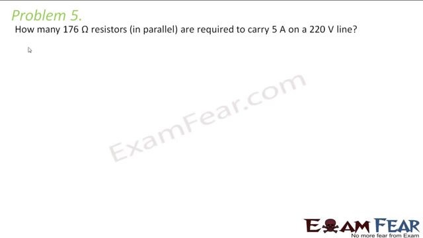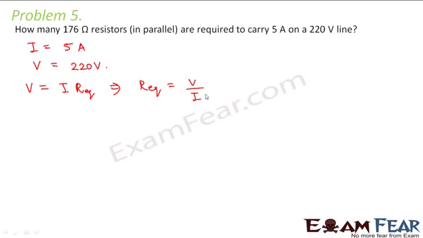So what is the net equivalent resistance needed? From the entire circuit, how much current do we want? We want a current of 5 amperes. What is the net potential difference across the circuit? That is 220 volts. So according to Ohm's law, V should be equal to I into R equivalent of the circuit. So R equivalent will be V divided by I. That is equal to 220 divided by 5. So this becomes 44 ohms. So this should be the equivalent resistance of the entire circuit.